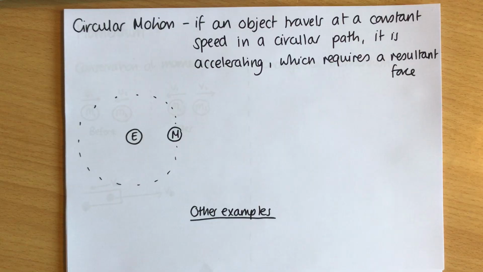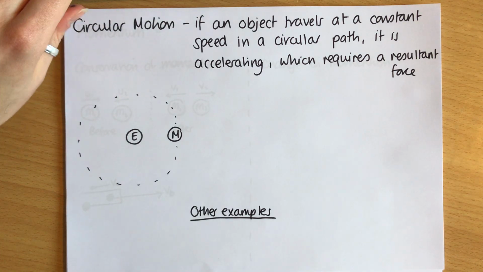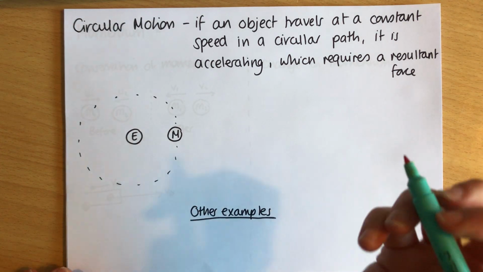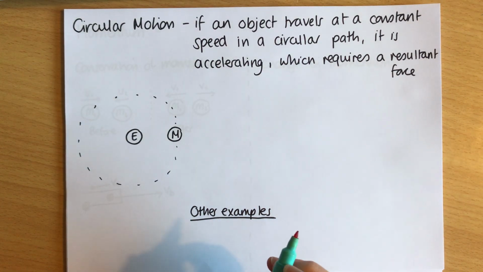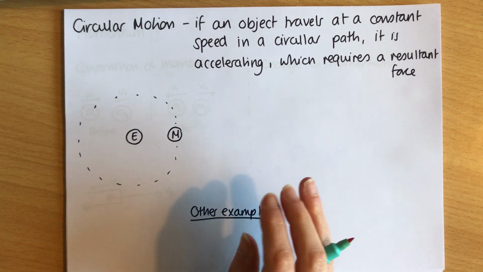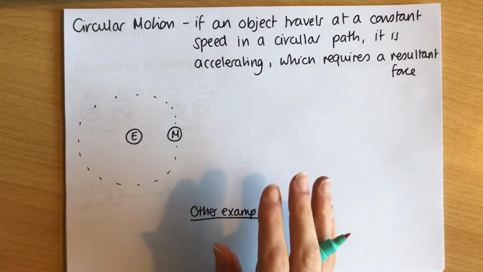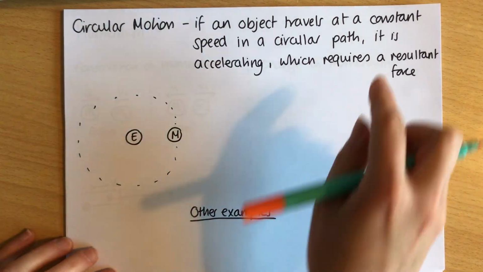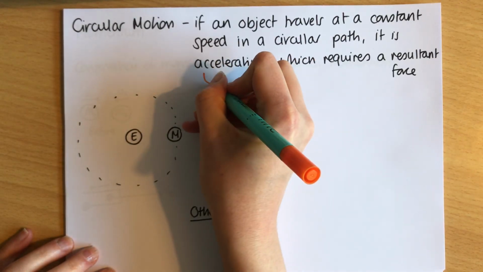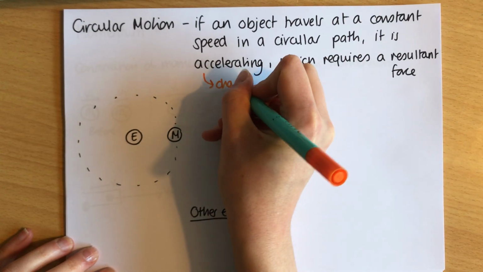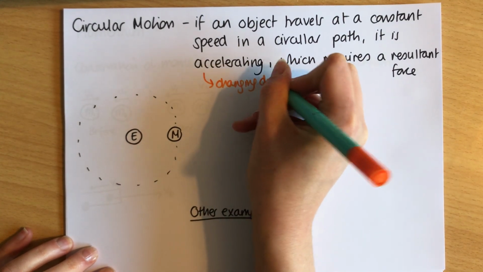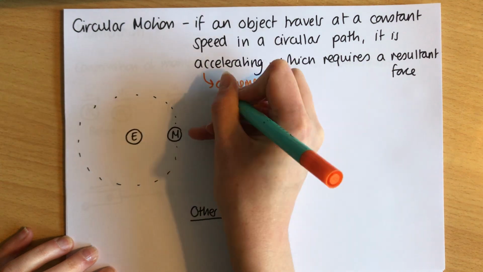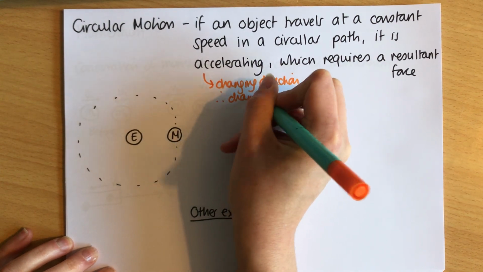Now these laws have got some consequences. So the first is circular motion. This is a bit of an extension of Newton's second law, I suppose. And circular motion tells us that if an object travels at a constant speed in a circular path, it's accelerating, which requires a resultant force. Now, why is it accelerating? Well, it's travelling in a circular direction, which means it's changing direction, and therefore it's changing velocity.